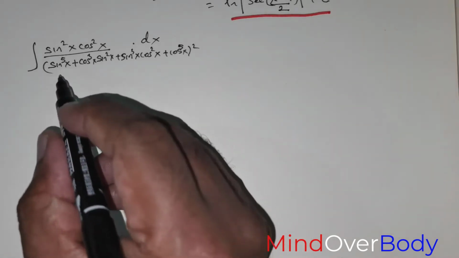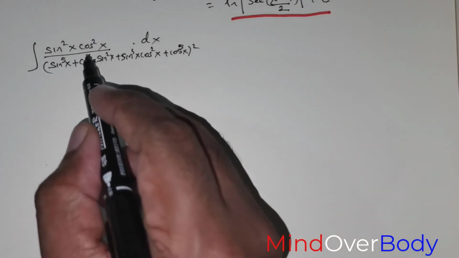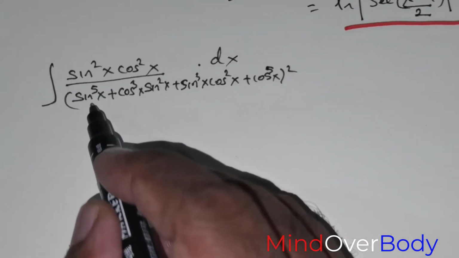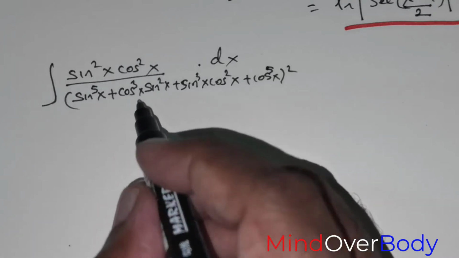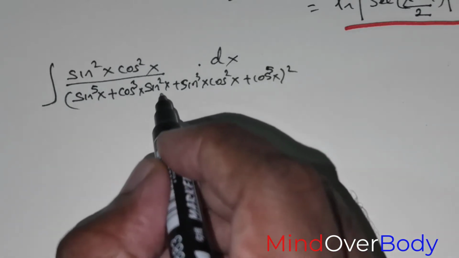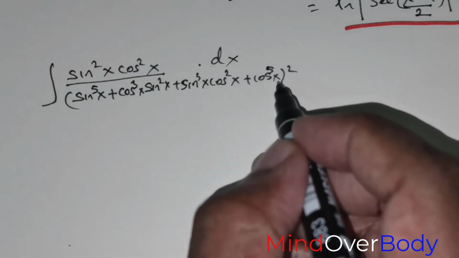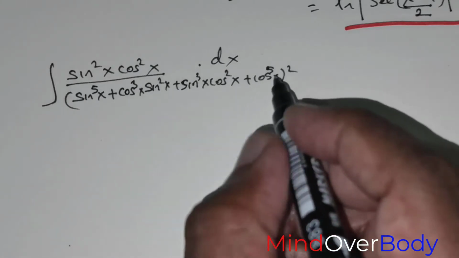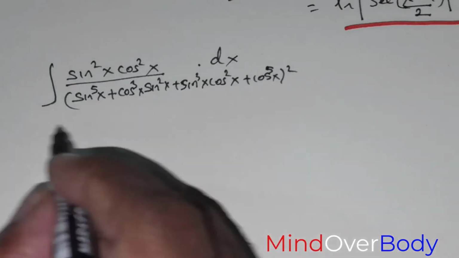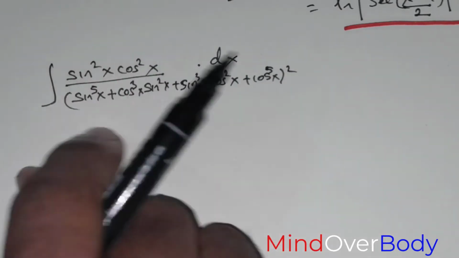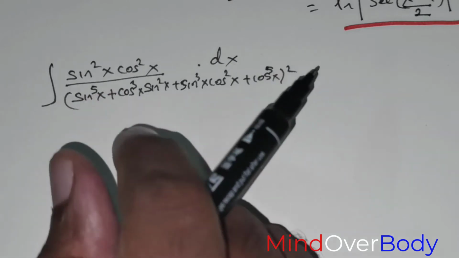Students were given this question: the integral of sin squared x cos squared x over (sin to the power of 5 x plus cos cubed x sin squared x plus sin cubed x cos squared x plus cos to the power of 5 x), and this entire component is raised to the power of 2. Now you can see that this entire question is a bit huge.